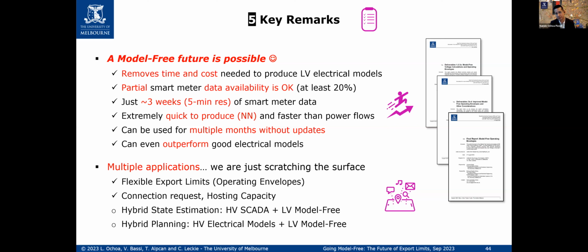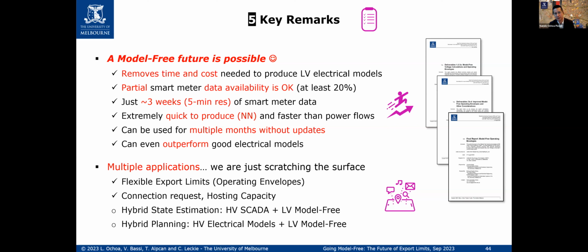Now, we have also demonstrated, not in this webinar, but go to our reports, that the same neural network can be used for multiple months without updates, of course, provided that there's no topological changes. And we have also demonstrated that the neural network can be even better than the best electrical models that you can produce. Because the electrical models, at the end of the day, 3-phase electrical models, don't cater for grounding. They don't cater for all the joints that we have. The neutral is modeled, but it's not necessarily exactly as it is in reality. There are many assumptions even in our electrical models, but the real data captures everything. We have demonstrated that in previous webinars as well, and we encourage you to go there.